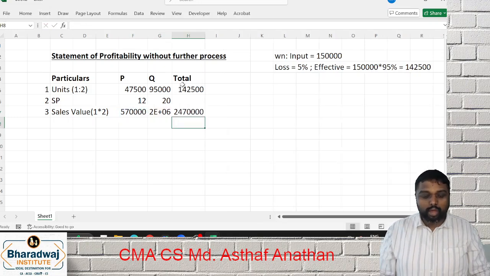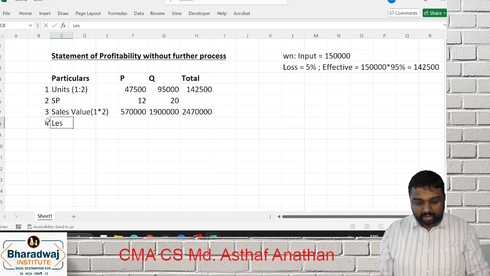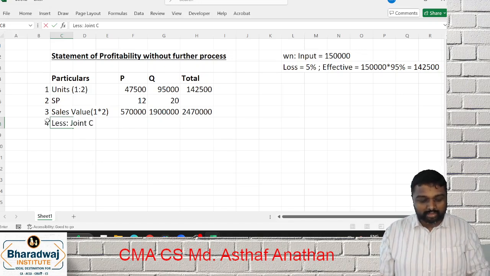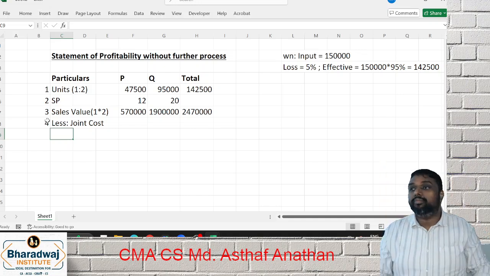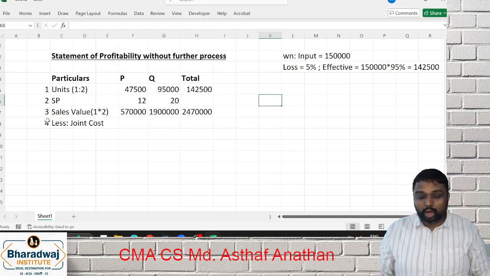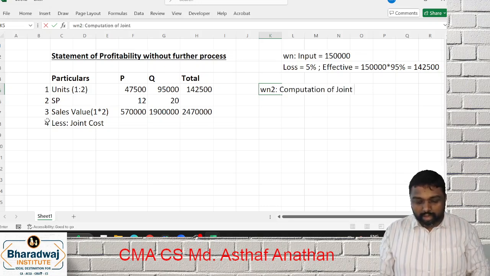Now we have to apportion the joint cost. We are preparing the profitability statement, so less joint cost. We have to reduce joint cost. The joint cost is not given, they have only given the total, so we have to compute it. How can you compute the joint cost?